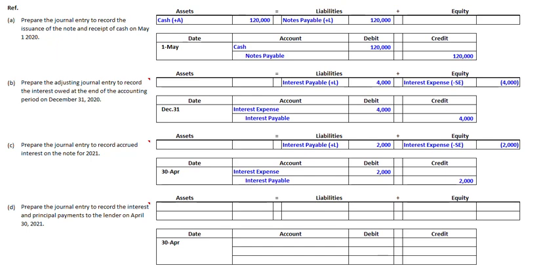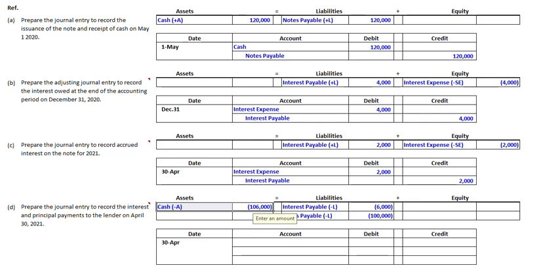Finally, we need to record the journal entry for the repayment of both the note's principal as well as the accrued interest. So we're going to reduce our liability for interest payable by $6,000 because we're going to now pay that $6,000 in interest. We're going to reduce our notes payable by $120,000 because we're going to pay the face value of the note. So the lender will be expecting $126,000 in cash.